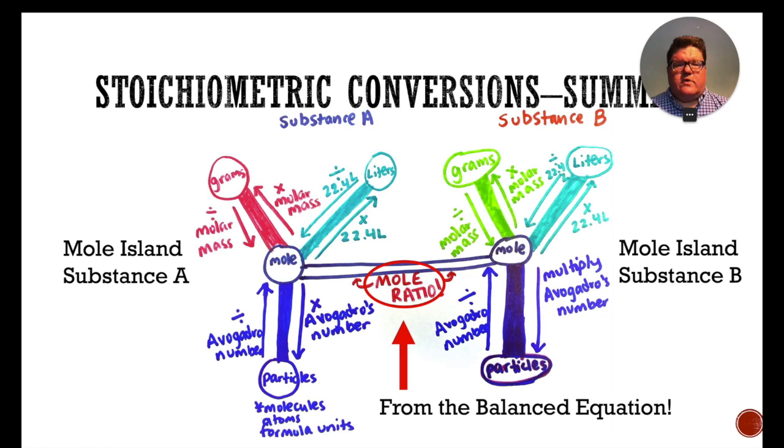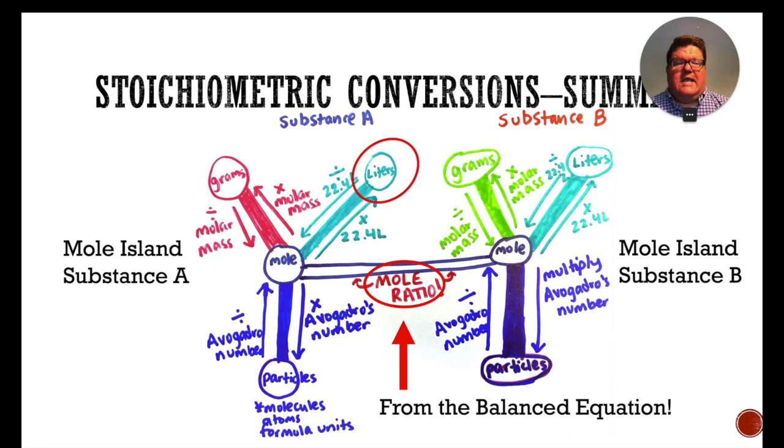So as a review of stoichiometry conversions, we focused on one particular set of conversions that are used a lot in chemistry, the gram to gram conversion. But this mole island will truly let you convert between any two substances in a chemical reaction. As long as you know that mole ratio, you can do that.